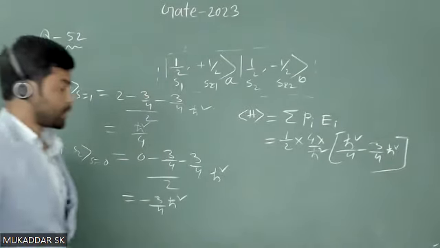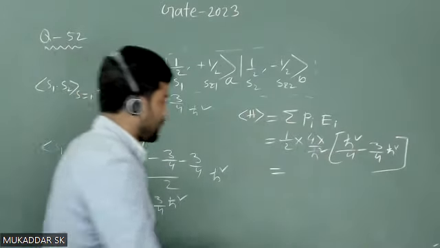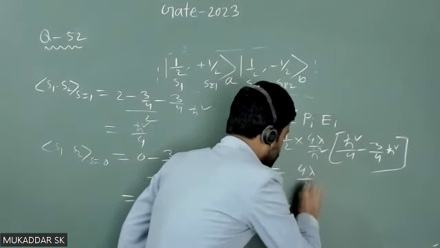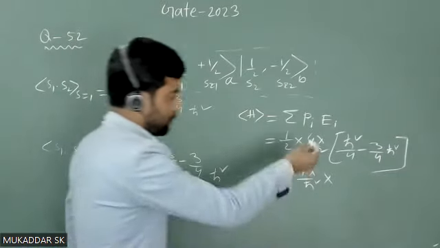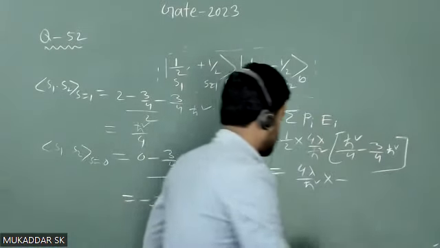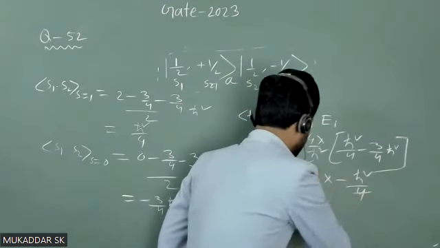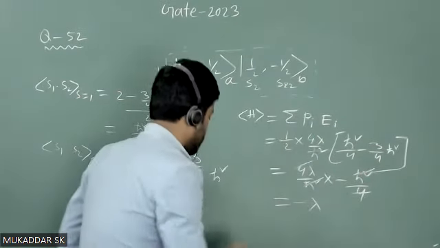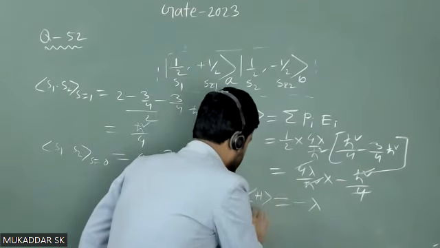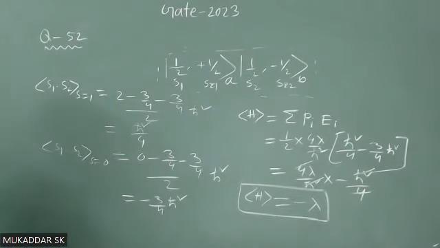So it means 4 lambda by h cross square into this, if you solve, you'll basically get minus h cross square by 4. So this 4 will be cancelled, h cross square will be cancelled, and you will end up with minus lambda. So this will be the expectation value of H. Okay, thank you.